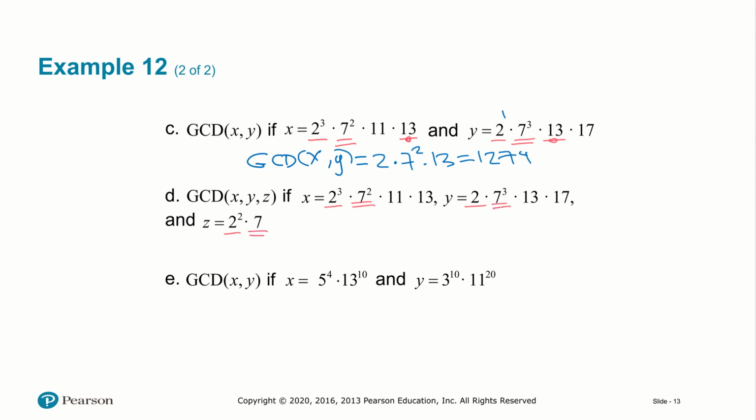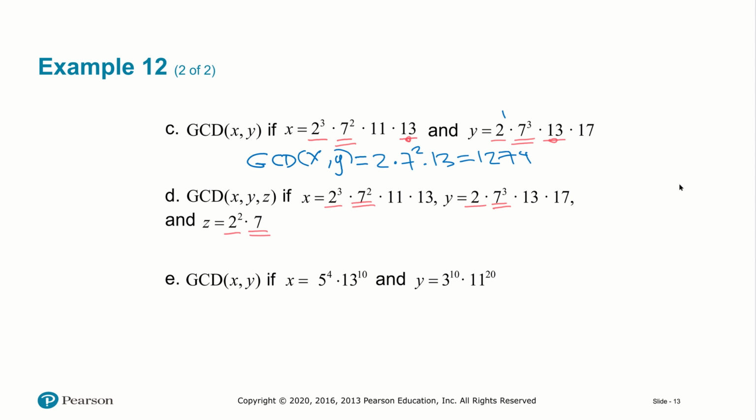And that's it. They do not have 11 in common because 11 is in this one but not in the other ones. 13 is in 2 of them but not in the third one, etc. So remember, 2 and 7 are the only common factors.